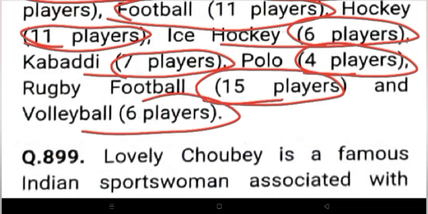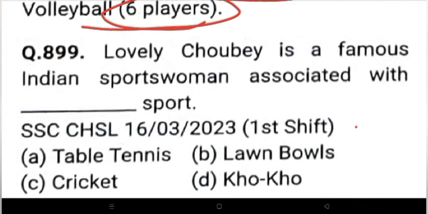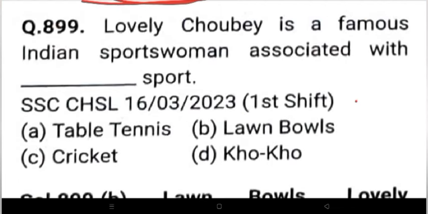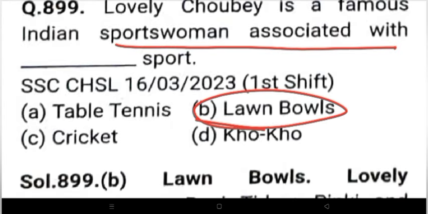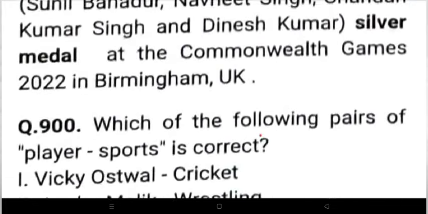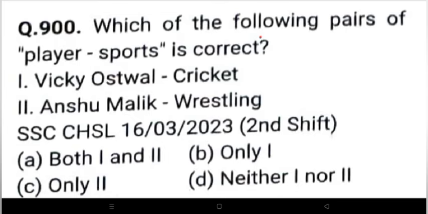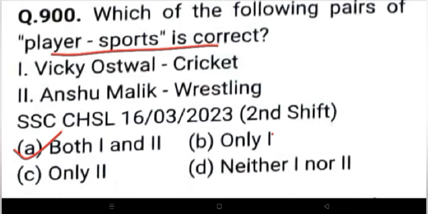And volleyball, 6 players. Next, Lovely Choubey is a famous Indian sportswoman associated with lawn bowls. Next, which of the following pairs of player and sport is correct? Both 1 and 2. Vicky Ostwal, cricket. Antim Panghal, wrestling.